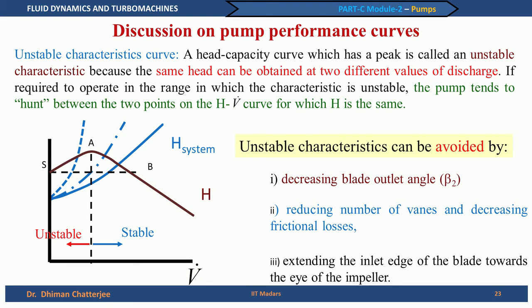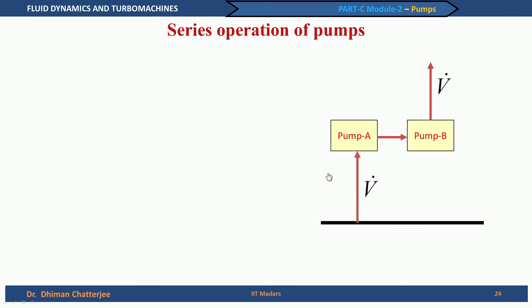Now, it may so happen that one pump cannot raise water from the full height that is desired. So, one option we have already discussed is multi-staging. The other option is that we can connect 2 pumps in series. One pump lifts the volume flow rate from the suction side, from the sump, then this flow is delivered to the second pump, and that pump in turn takes the flow to the higher level. This is called a series operation of a pump.